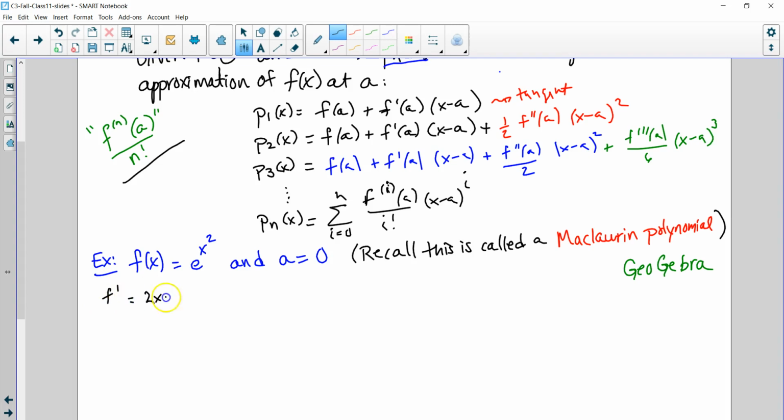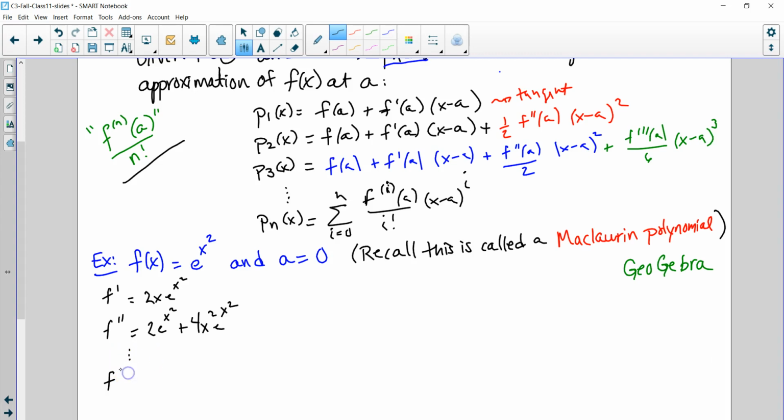This is 2x e to the x squared, and then f to the second derivative is going to be, well, we have to use the product rule, and we obtain 2e to the x squared, and then plus 4x squared e to the x squared.